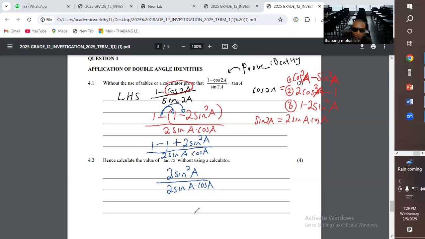We have to continue simplifying further. We know that 2 sine squared A is the same as 2 sine A times sine A, over 2 sine A cos A. Sine A cancels sine A, 2 cancels 2, so you're left with sine A over cos A. Sine A over cos A is what we call the quotient identity. Sine A over cos A is tan A.